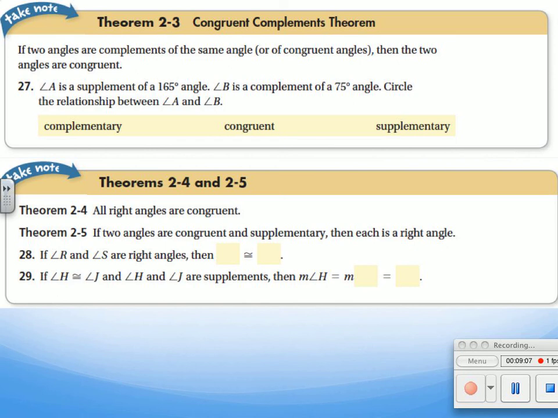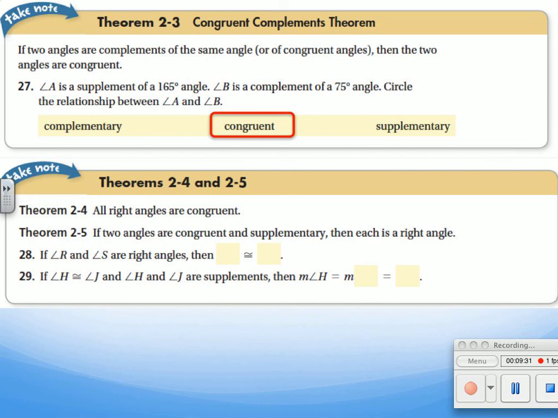Angle A is a supplement of a 165-degree angle. Angle B is a complement of a 75-degree angle. Circle the relationship between angle A and angle B. Both angles are 25 degrees, therefore they are congruent angles.